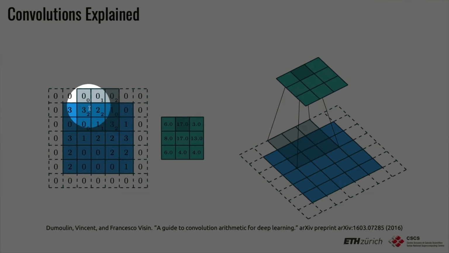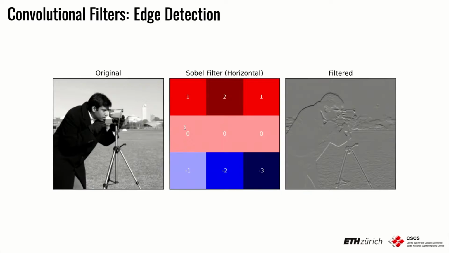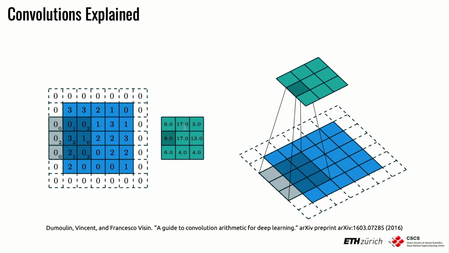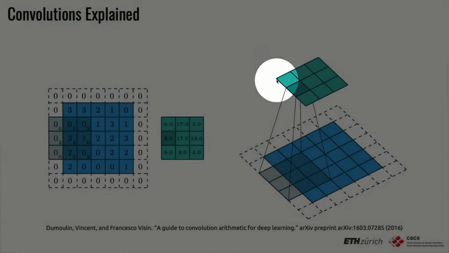Where you have 0 times 0 plus 0 times 1 plus 0 times 2. And if you look at the non-zero elements, there are 3 times 2 plus 2 times 2 plus 1 plus 3 times 2, and the result of the summation of all these elements is 17. And so you keep going until you cover the whole of your image, and you get an output.